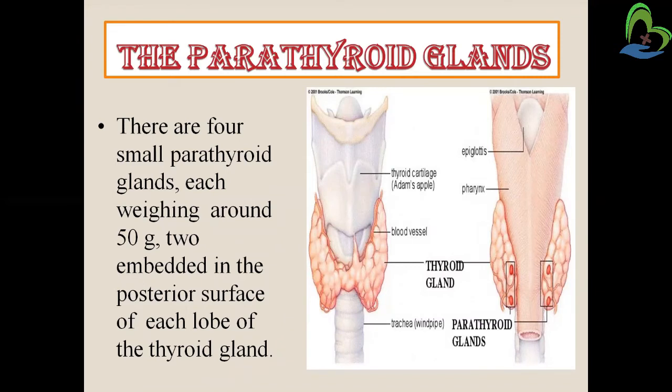First, the parathyroid gland. There are four small parathyroid glands, each weighing around 50 grams, embedded in the posterior surface of each lobe of the thyroid gland. Here you can see in the picture the four glands, and they are seen at the posterior surface of each lobe of the thyroid gland.